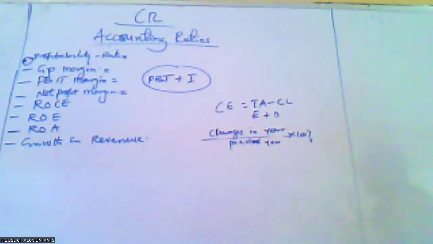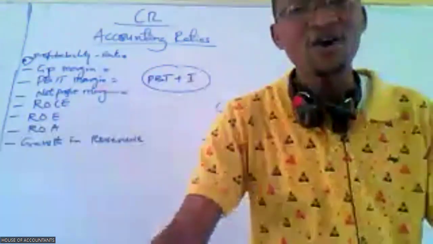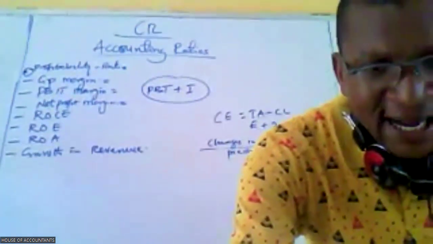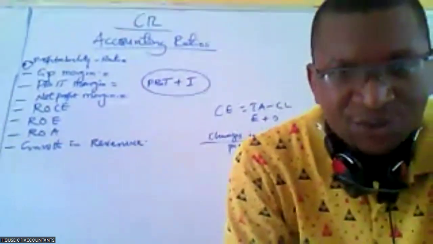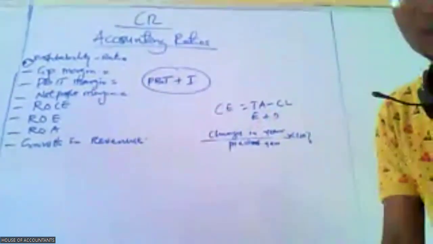Are we good to go? So these are the ratios you can calculate under what? Under profitability ratios. So I believe we are good with this.